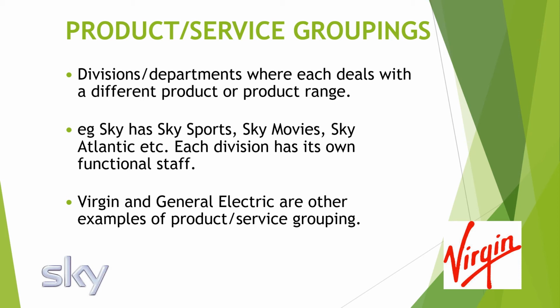Now, we've given a kind of easy example here, and we've picked Sky, and Sky has got a number of different departments, if you like. They've got Sky Sports, they've got movies, they've got different channels, and each division will have its own functional staff. So that was what I was saying earlier on about your product or service grouping eventually resorting back to, within Sky Sports there'll be functional staff, within Sky Movies there'll be functional staff, and so on. Other examples of organisations that have product or service groupings would be things like Virgin, who have got cruises and flights and trains, and Virgin Money, they've got Virgin Mobiles, etc., and General Electric, which are a great big electrical company who deal with a very large number of electrical goods.